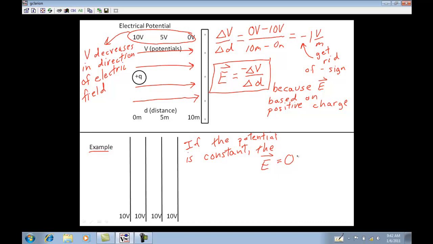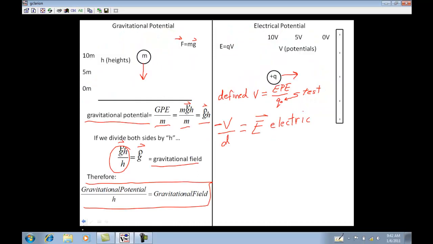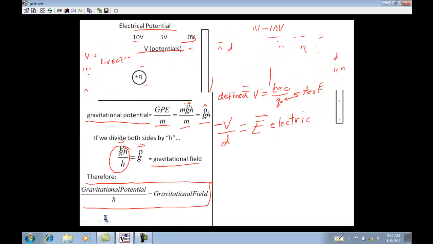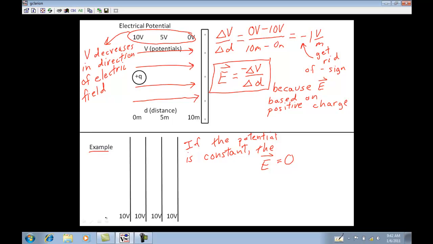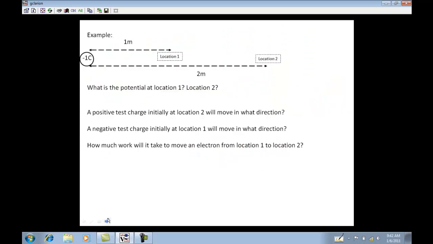How would this potential be there if there's no electric field? It'd have to be generated somehow, right? And we're not concerned about how it's actually generated. It's just generated somehow. Completely theoretical. Okay, so let's look at this example now.